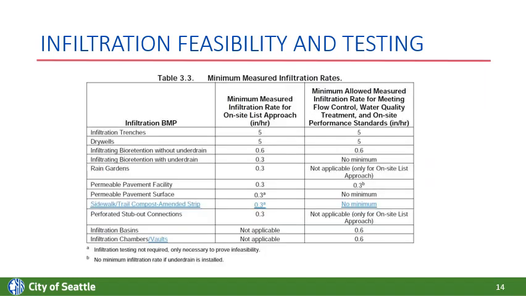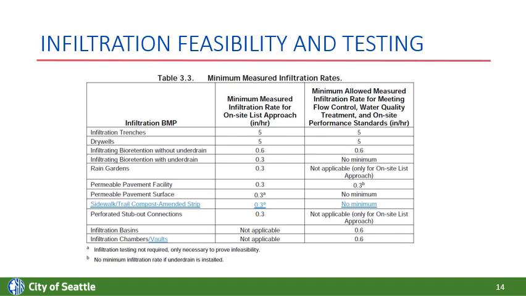So after you have conducted the infiltration test, you've completed your checklist, you have a measured rate, then that measured rate is going to be entered into your on-site stormwater management workbook. So that is going to be used to select and design your facilities using the workbook.